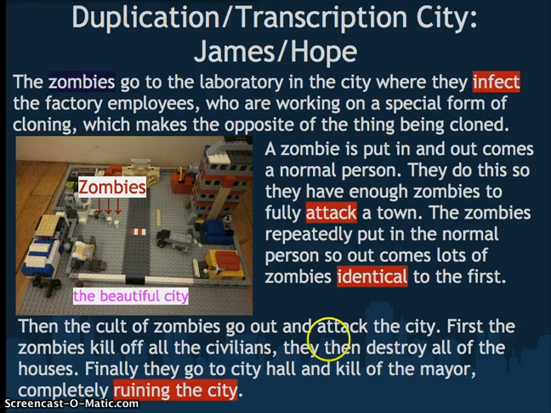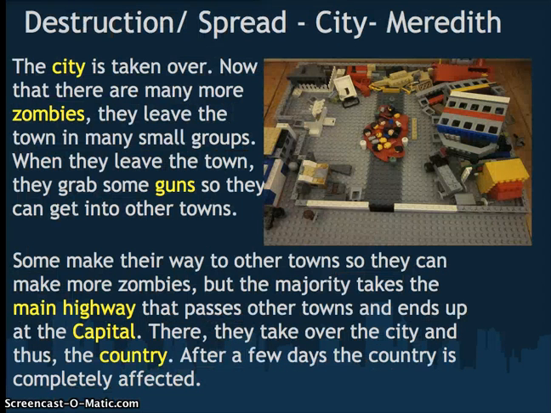Then they are ready to fully attack the town. The cult of zombies goes out to kill the city. First, they kill off the civilians. Then they destroy all the houses, finally killing the mayor, which completely ruins the city. The city is taken over.